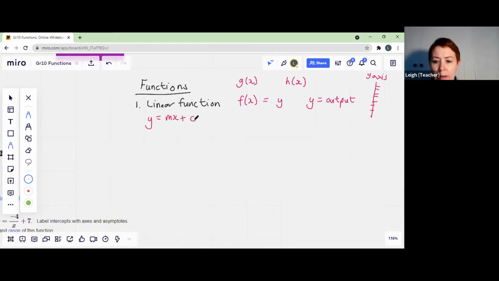Does that sound familiar? And as Nolwazi said, these are straight diagonal lines. So either they slope up to the right or they slope down to the right. In the case of them sloping up to the right, their gradient given by the letter m is positive. If they slope down to the right, then their gradient is negative.